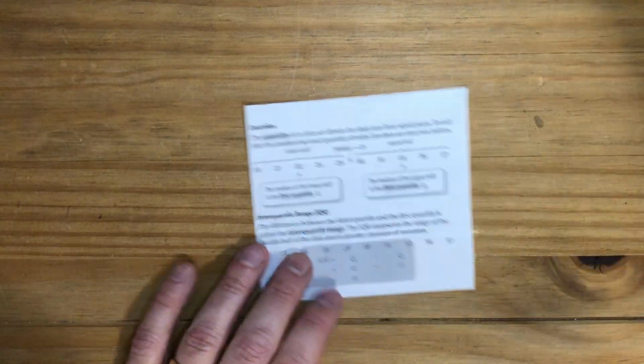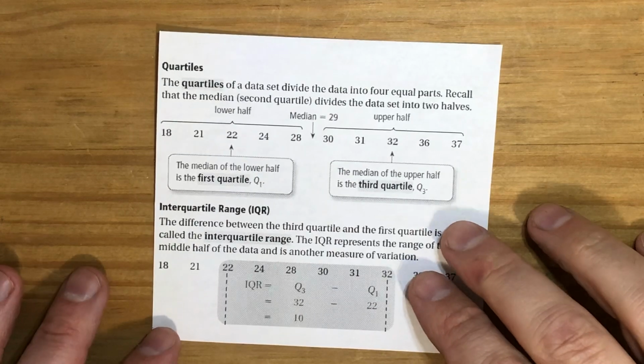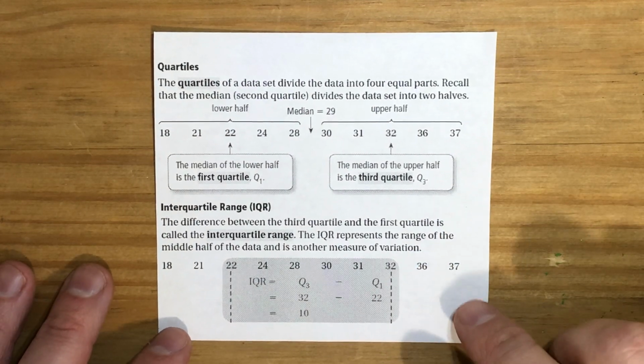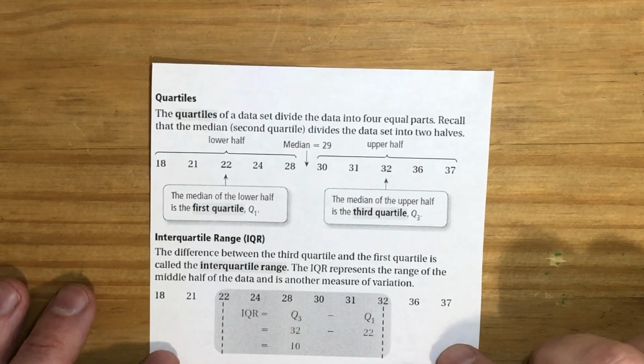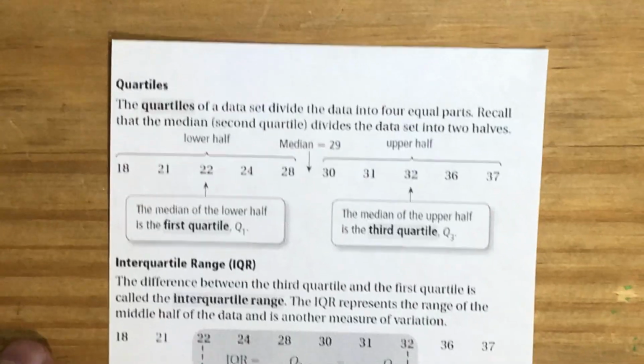So let's see what the book has to share with us on data. And I'm going to zoom this in so you can see a little bit better. This is actually the information that we shared a little bit of yesterday. Okay, so the quartiles, there we go.